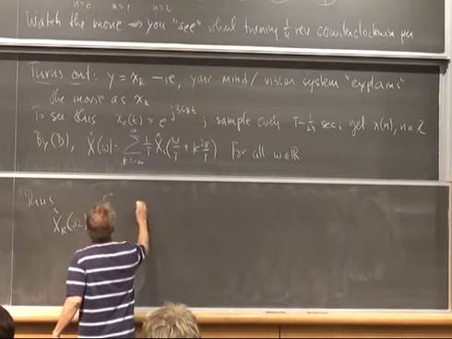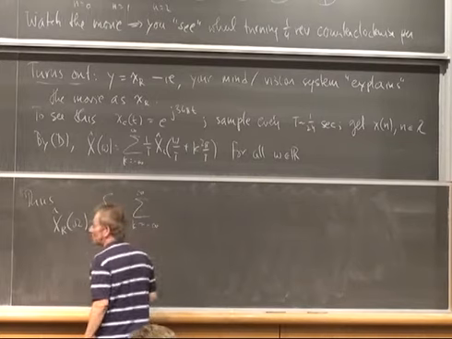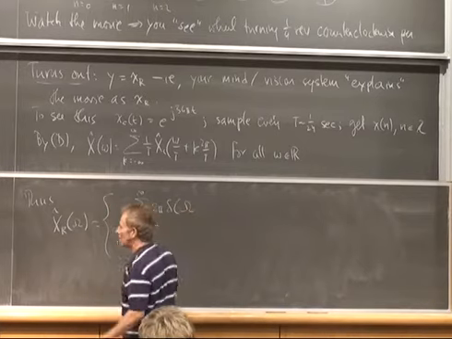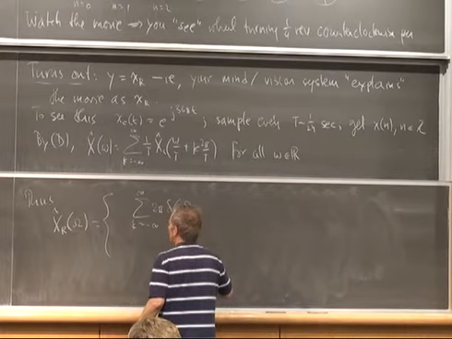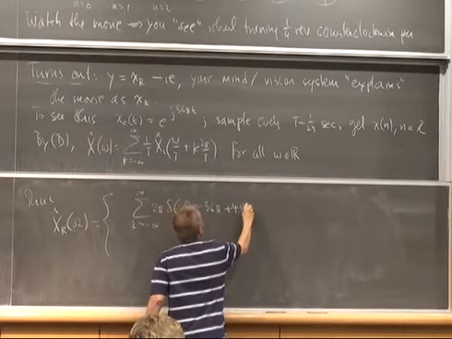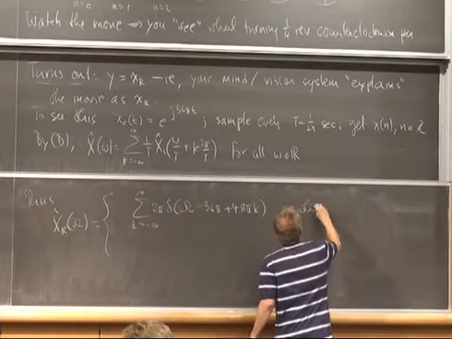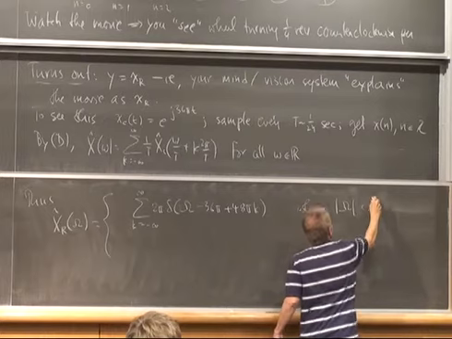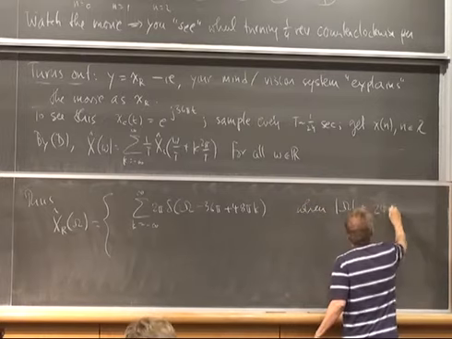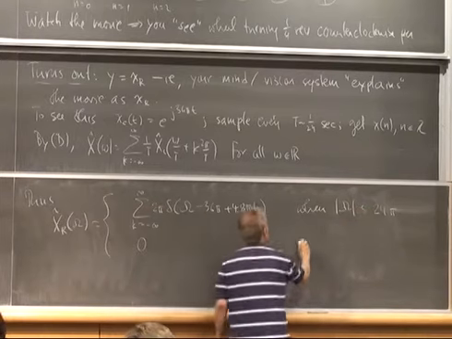So it becomes the sum from k equals minus infinity to infinity of 2 pi delta of capital omega minus 36 pi plus 48 pi k when omega is less than or equal to pi over t. What is pi over t? It's 24 pi. And it's 0 when omega is bigger than that.